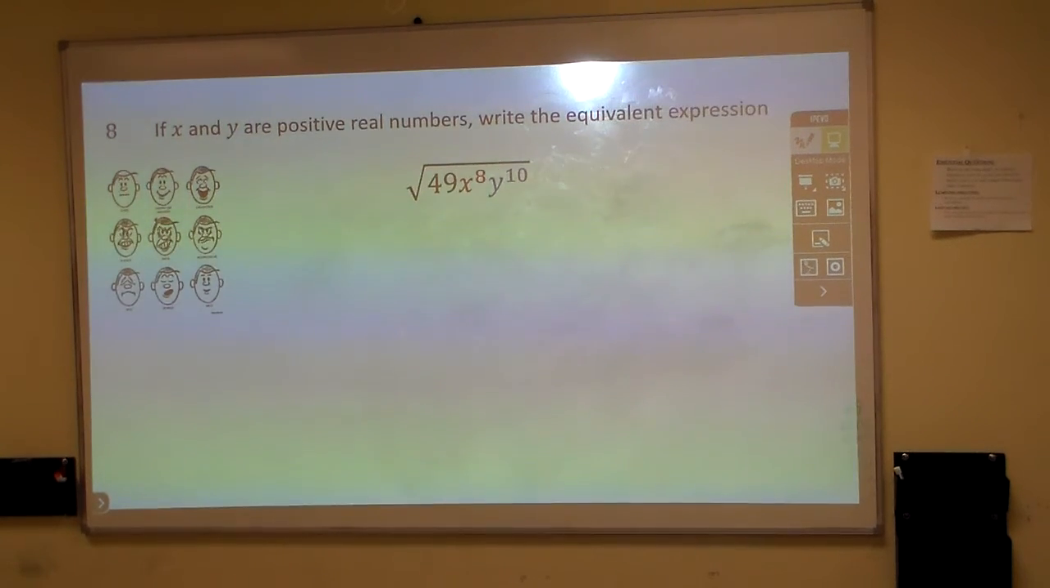And then this one here, if x and y are positive real numbers, write the equivalent expression. Well, this is a square root. So what's the square root of 49? I'm going to square root each of these. The square root of 49 is 7. X to the 8, you divide, so take the exponent divided by 2, so it's x to the 4th. And here I'm going to take this 10 and divide it by 2, so it's y to the 5th. So that is the equivalent expression, provided that they're all positive.